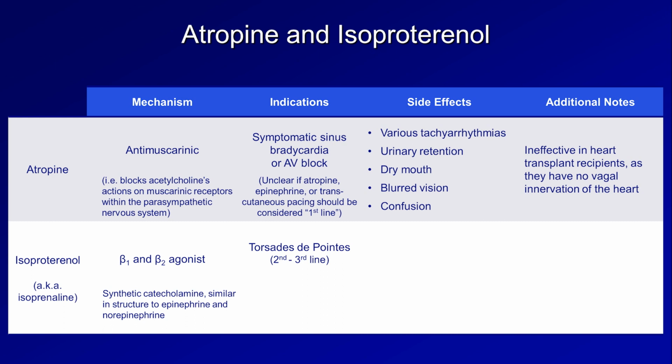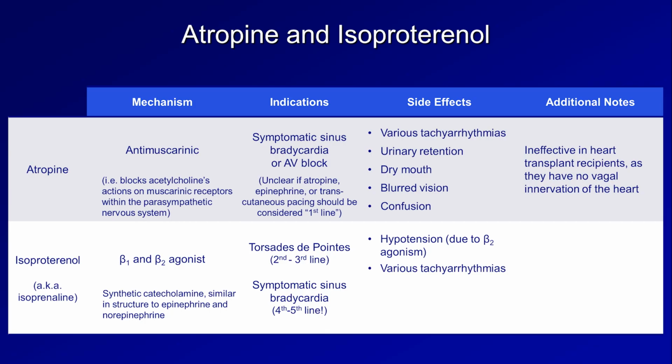In the past, isoproterenol was also used frequently for treatment of symptomatic sinus bradycardia. However, it is now very rarely used for this purpose due to its side effects. These include hypotension due to the beta-2 agonism in the absence of alpha agonism, various tachyarrhythmias, angina, restlessness and anxiety, and tremor. It just makes people feel revved up and lousy.